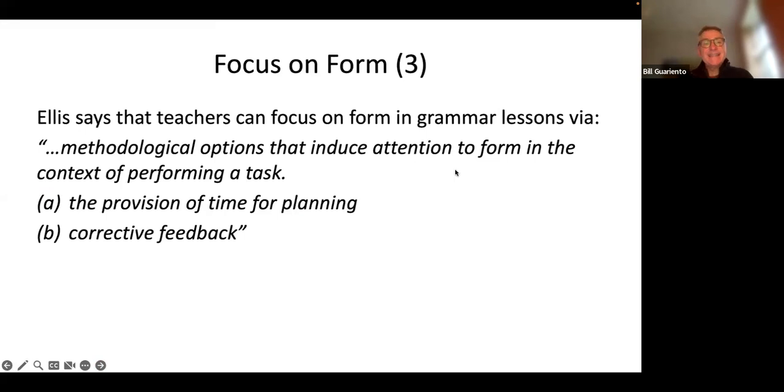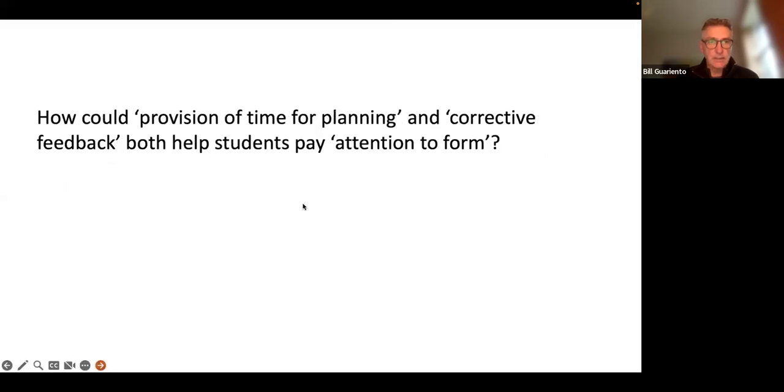And Ellis has a third way, number 3, a third way that teachers can focus on form in grammar lessons. And he says teachers can choose methodological options that induce attention to form in the context of producing or performing a task. So teachers can focus on form in a task. They can provide time for planning, or they can give corrective feedback. Okay, so let's look at that.